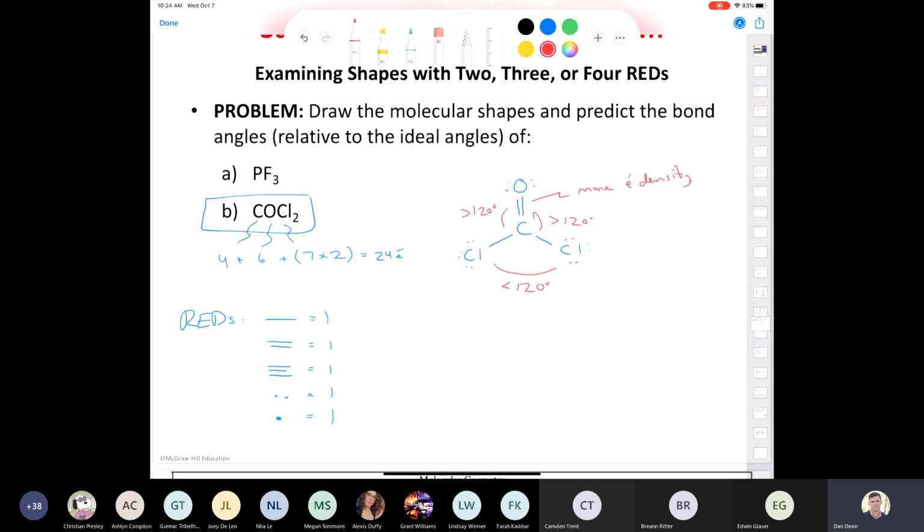In this case, since there are no lone pairs on the central atom, both the electron geometry and the molecular geometry are trigonal planar. I might have forgotten to say that, but there we go.